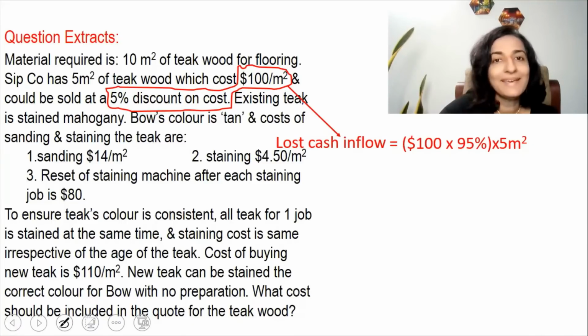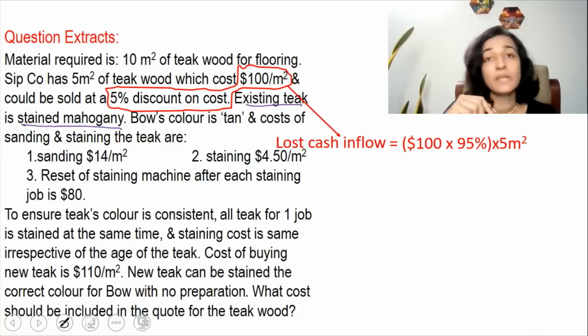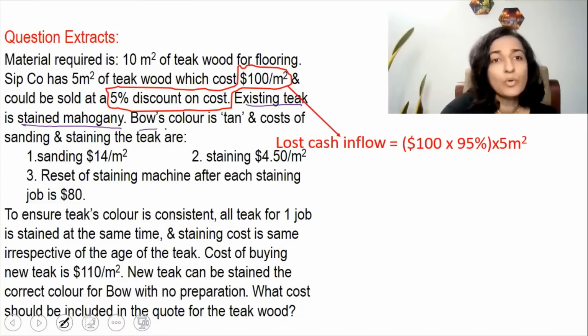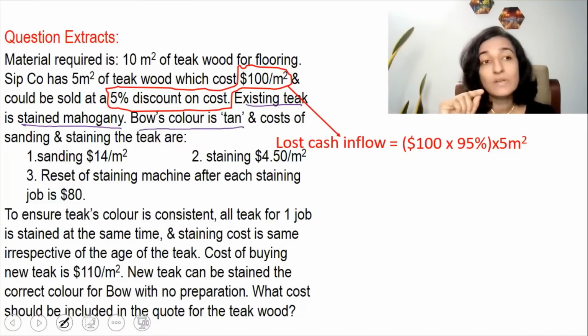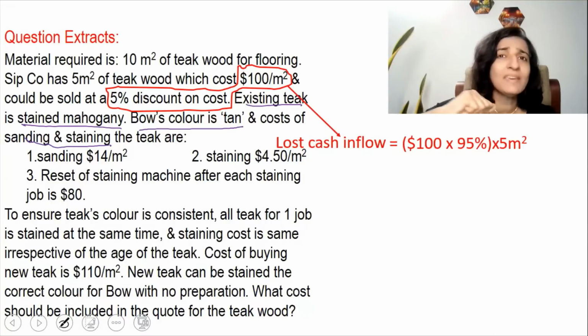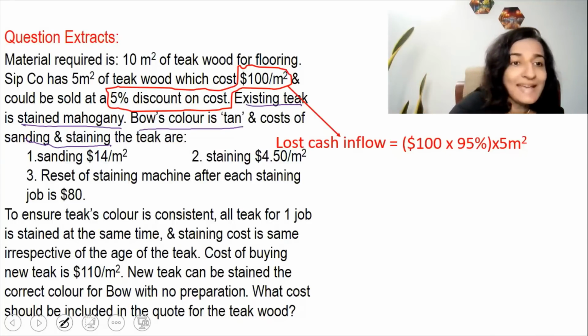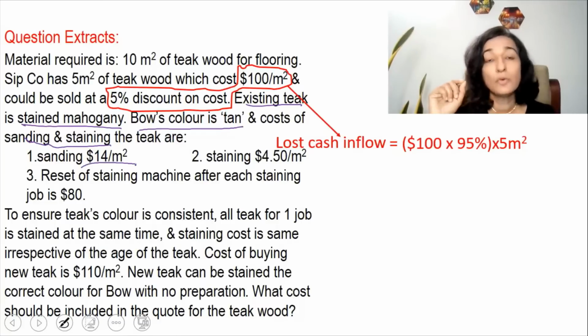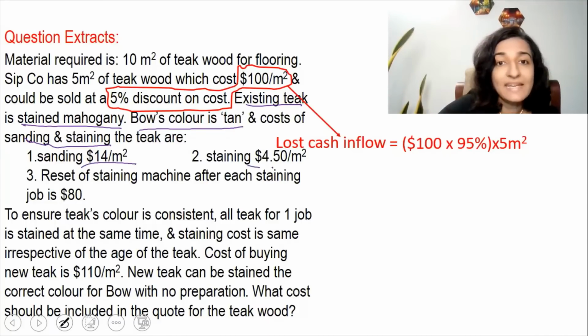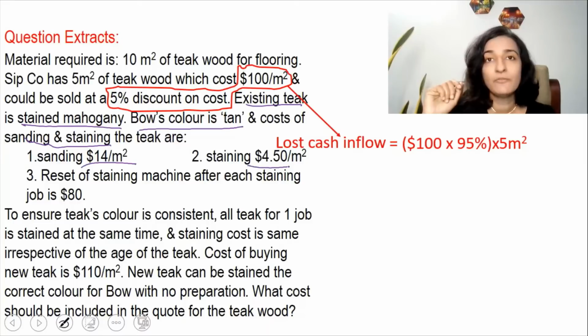Okay, moving forward, existing teak is stained mahogany. Mahogany's color is reddish brown. But what was Bose's color? Bose's color is tan. And the cost of sanding and staining the teak are given. Now, if you want to change the color, you will have to do sanding and staining. What do you mean by sanding? Sanding is making it fine so that there are no scratches before staining. And then you have to stain it to the new color, that is tan. So the cost of sanding is $14 per square meter and staining is $4.5 per square meter.